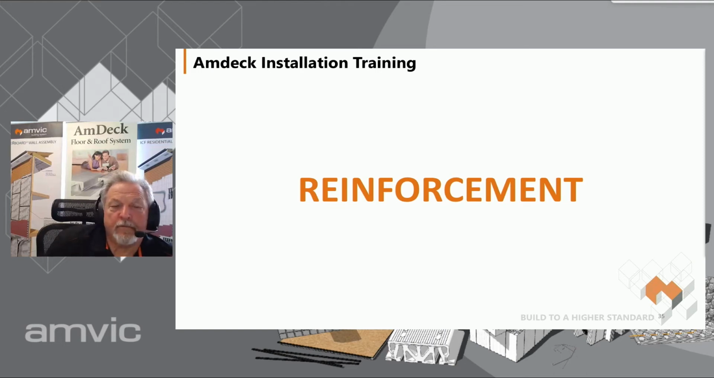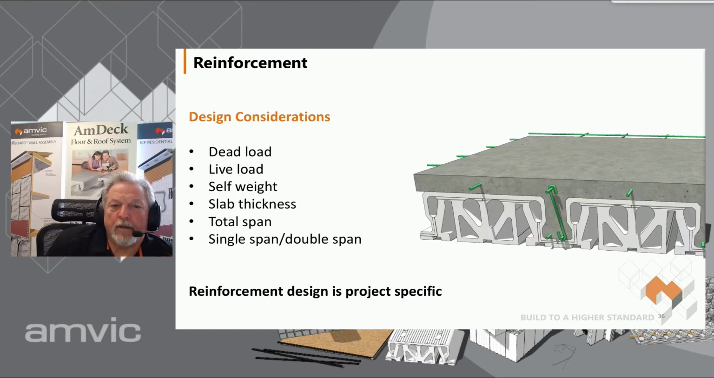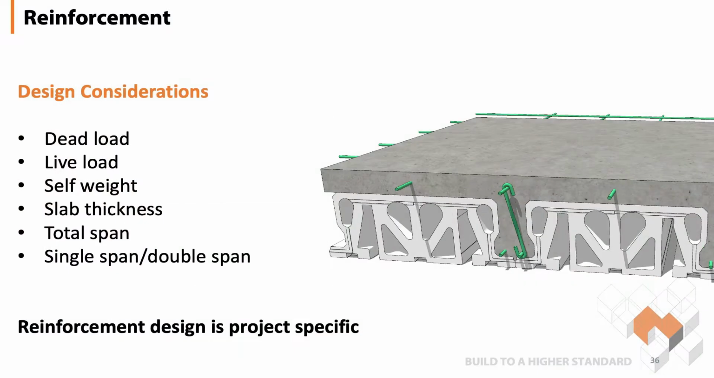Let's dive into a little bit of the reinforcement requirements. There are a few things to be aware of when looking at the reinforcement needed. Dead loads, live loads, the self-weight of the system, which includes the thickness of the slab, concrete joists, and the span. As we just mentioned a few slides ago, having a single or a double span will have an impact on the Amdeck reinforcement.